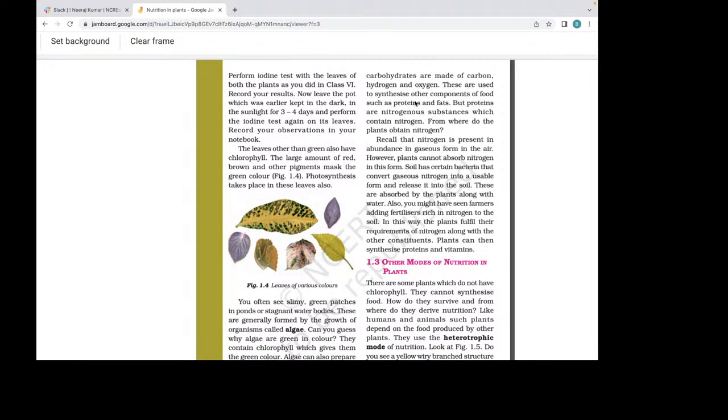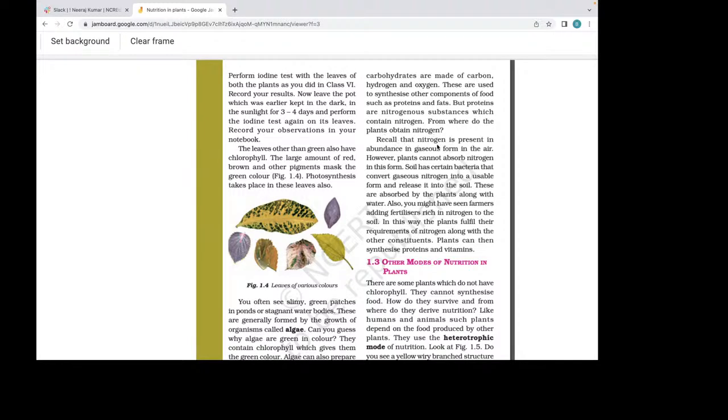These are used to synthesize other components of food such as proteins and fats. They are also present in proteins and fats. But proteins are nitrogenous substances which contain nitrogen. From where do the plants obtain nitrogen? Okay, that is very important. कार्बोहाइड्रेट्स में तो कार्बन हाइड्रोजन और ऑक्सीजन होता है, but proteins में नाइट्रोजन होता है. So where does that nitrogen come from?